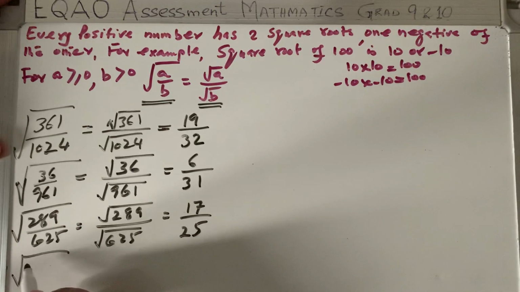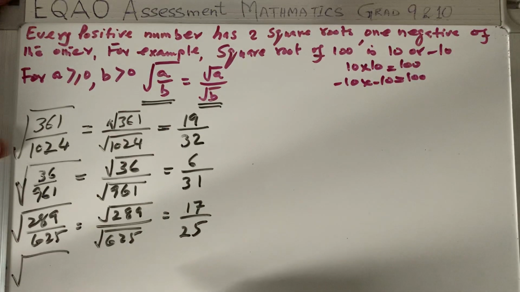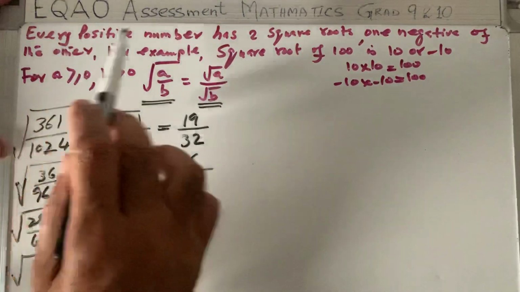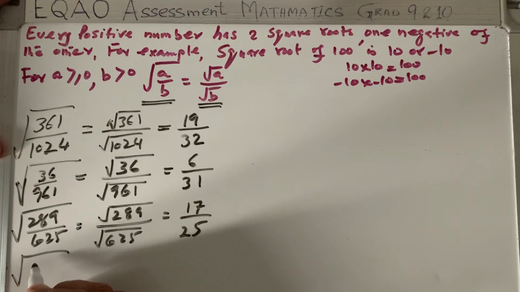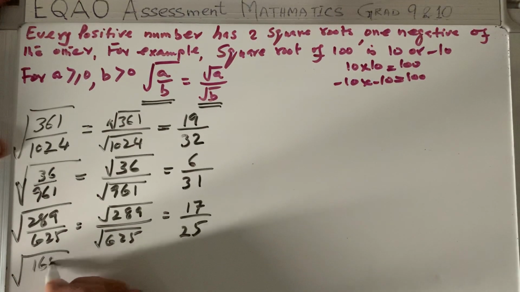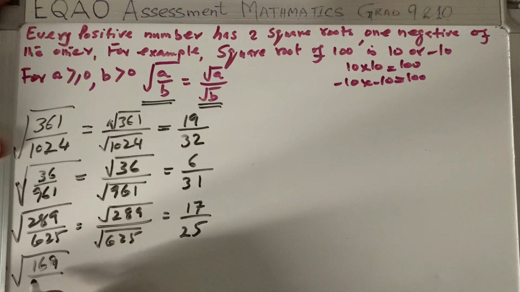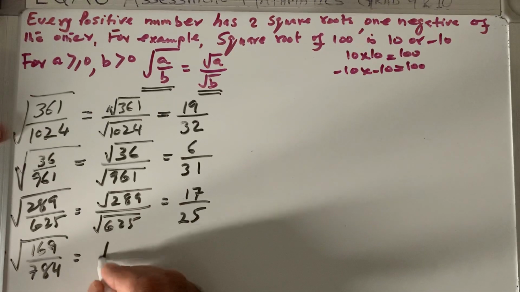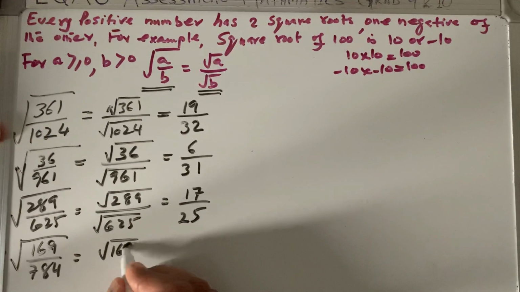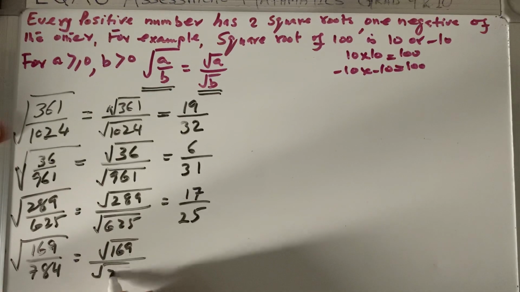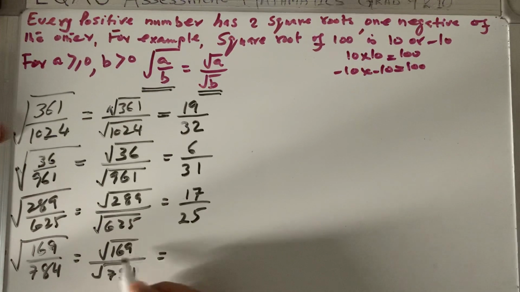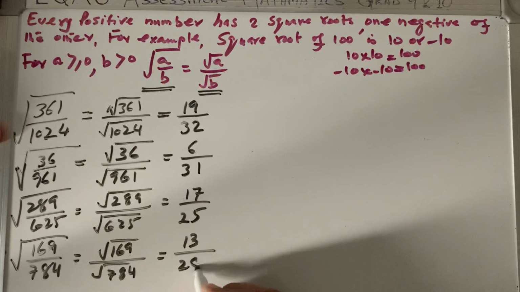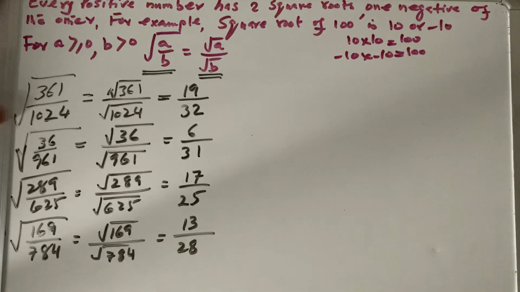Then the next question is just for practice, right? So you just go through it, and any of these questions can come in the EQAO assessment exam. So next is 169 over 784. I will split it onto the numerator and denominator. So 169 square root is 13, and 784 square root is 28. So 13 over 28 is your answer.